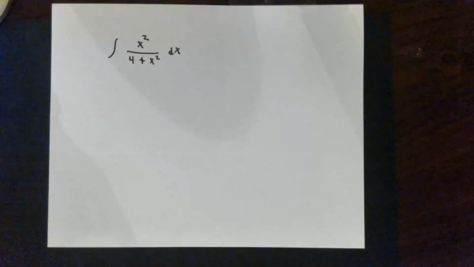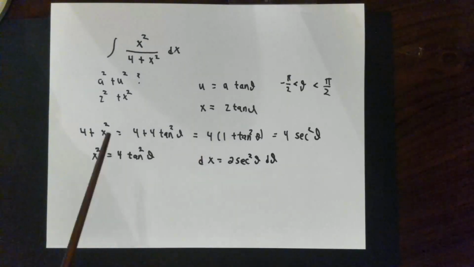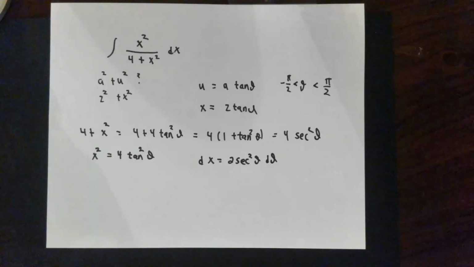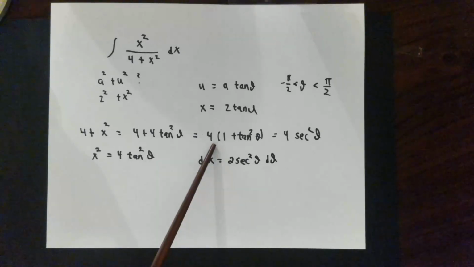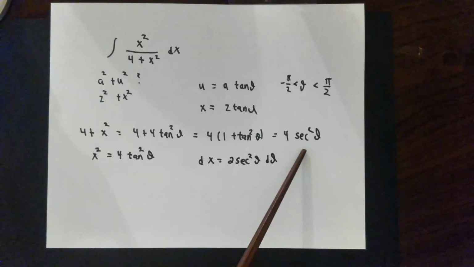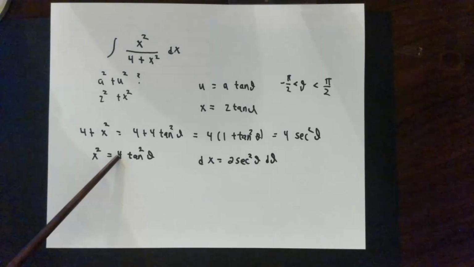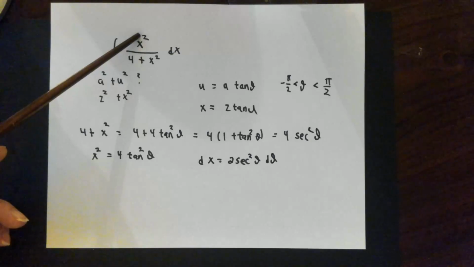Let's see what happens if we do the substitution that seems intuitive. Letting x equal 2 tangent of theta, the quantity on the bottom, 4 plus x squared, is 4 plus the square of 2 tangent theta, 4 tangent squared of theta, 4 times secant squared of theta. That's the bottom of the fraction. If x is 2 times tangent theta, x squared is 4 times tangent squared of theta. That's the numerator in the fraction.